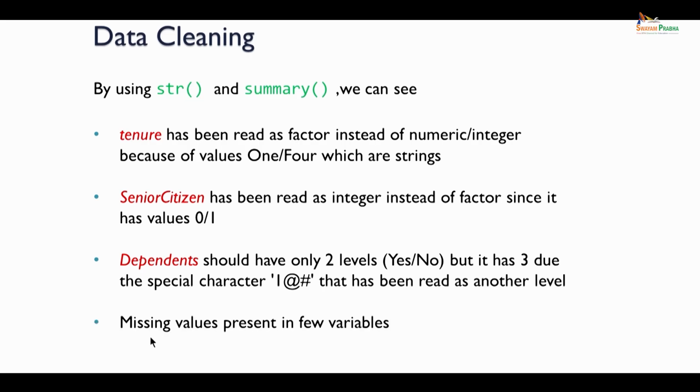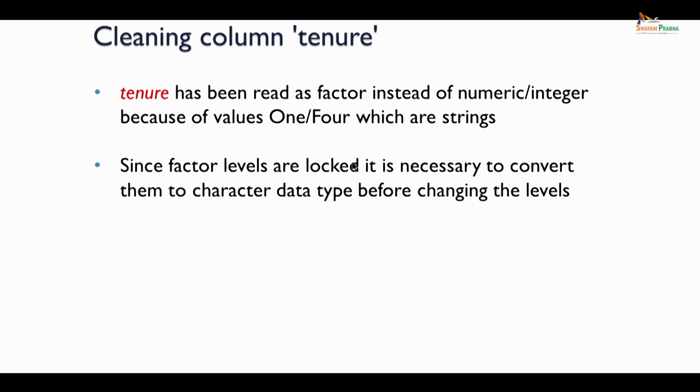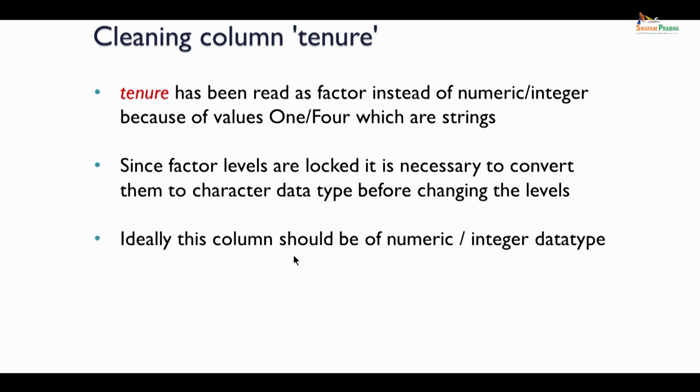We have also seen some missing values present in a few variables. So, now let us start by cleaning the column called tenure. We know that tenure has been read as factor instead of numeric data type because of the values 1 or 4. In R, we cannot manually add or remove any of the existing levels since the factors are locked. We need to unlock the factor levels, so it is necessary to convert them to a character data type before changing the levels. But ideally, this column should be of numeric data type.